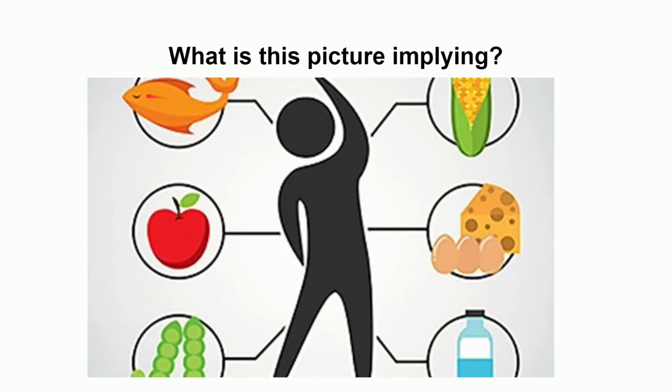Okay, we can see over here we have fish, corn, cheese, eggs, apples, some vegetables, and water. So is it about health? Is it about being healthy or eating healthy food? Let me know in the comment section below.